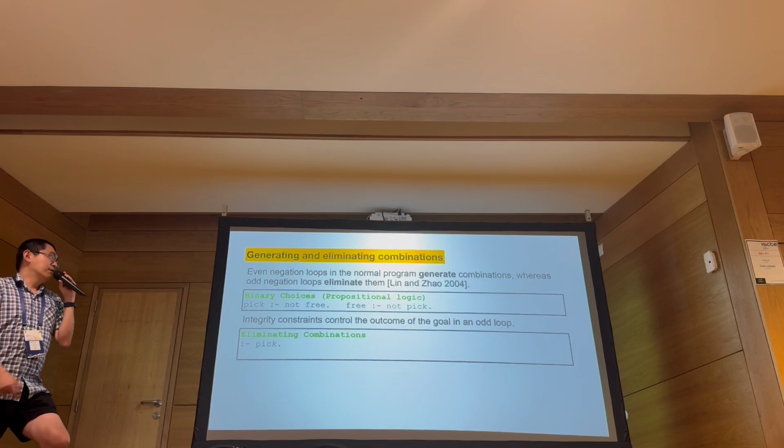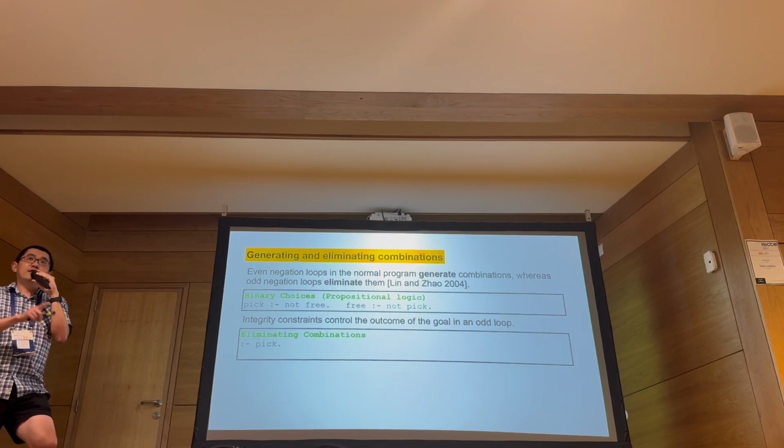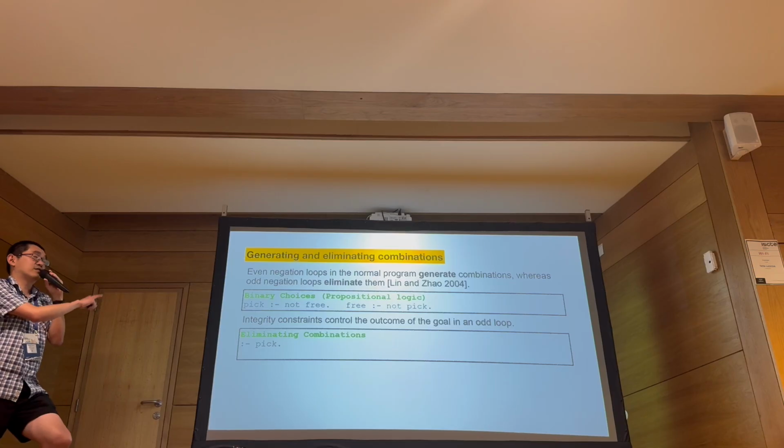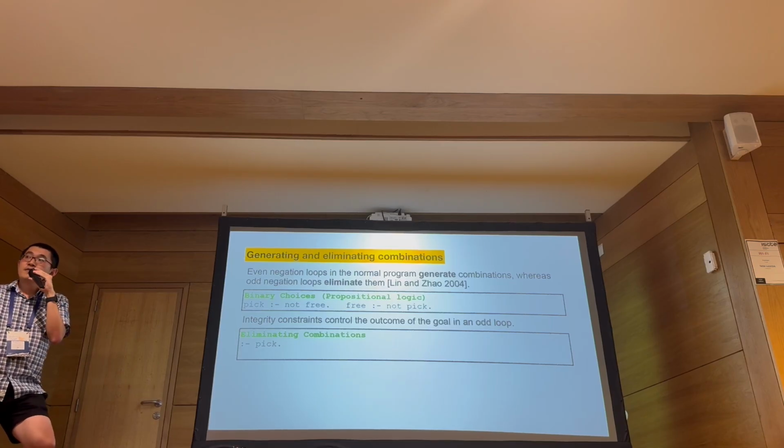So we can do one thing: we don't want to pick anything. If the pick is true, the integrity constraint says this cannot be true. It means we cannot pick anything. It must be false in this case to compute the models. Okay? So this is one way to write down the integrity constraint.